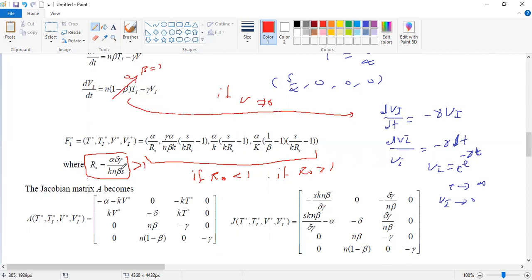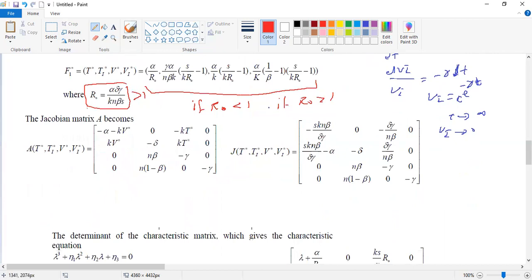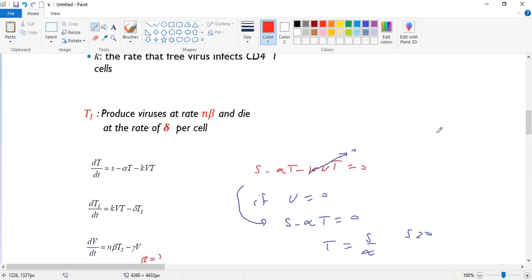Now we are going to discuss stability when R naught is less than 1. First, we have to find the Jacobian matrix. How do we find the Jacobian matrix? We have a differential dynamical system, so we have to find the partial derivatives. First, the partial derivative of T: I have 0, then negative alpha, because T will be 1, and here minus KV. That means the partial derivative is minus alpha KV.